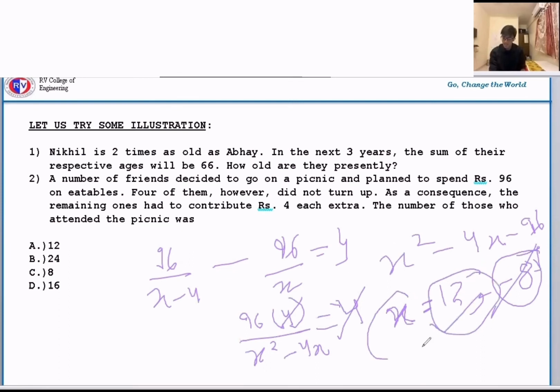But this is the total number of friends that were going. Now I have to calculate when the 4 did not turn up. So basically it will be x minus 4. Thus our final answer would be 12 minus 4 is equal to 8. So therefore C is the right answer.